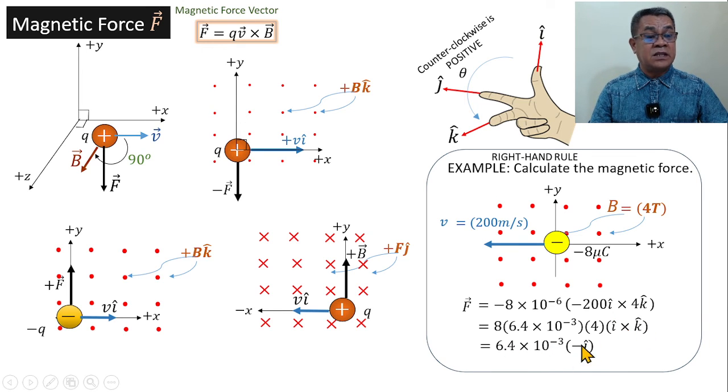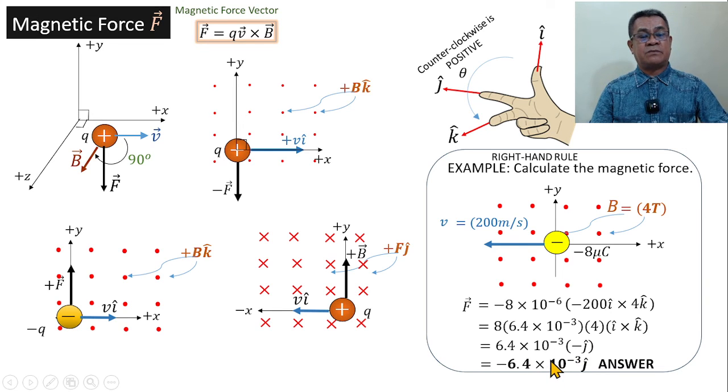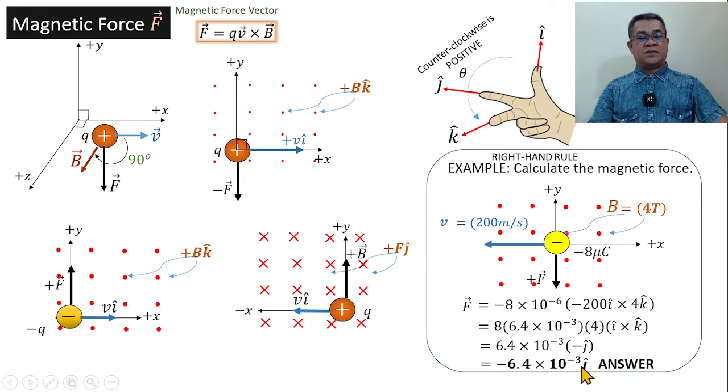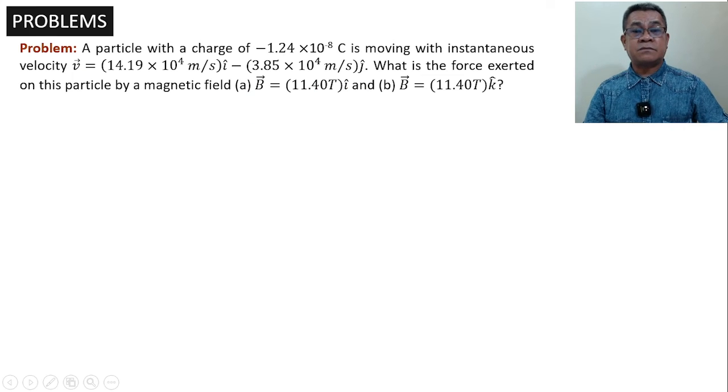And this is negative J hat. So therefore, the answer is negative 6.4 times 10 raised to negative 3 J hat. That is the answer to the problem. So the force is directed towards negative J, and the magnitude is 6.4 times 10 raised to negative 3. So this answers the problem.